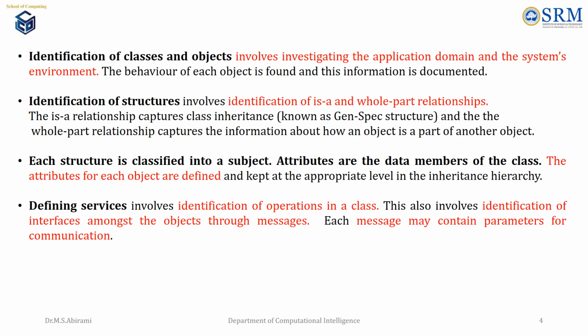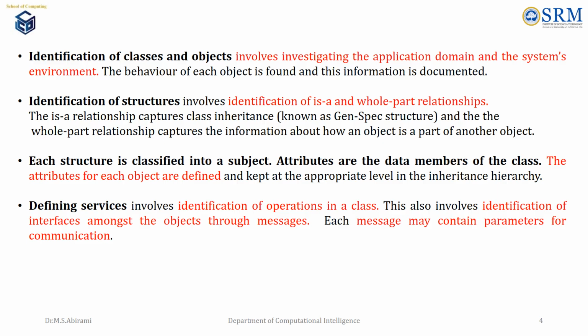Identification of classes and objects involves investigation of the application domain and the system's environment. The behavior of each object is found and this information is documented here. In identification of structures, the generalization-specialization and whole-part relationships are identified. The generalization-specialization relationship captures class inheritance, and the whole-part relationship captures how an object is a part of another object. Each structure is classified into a subject.